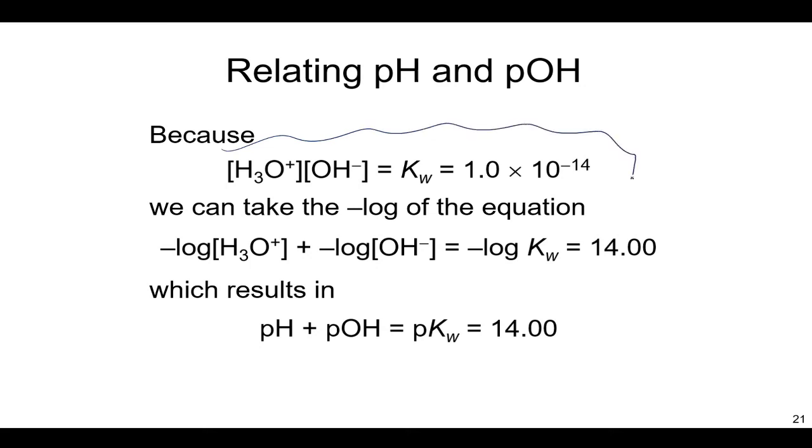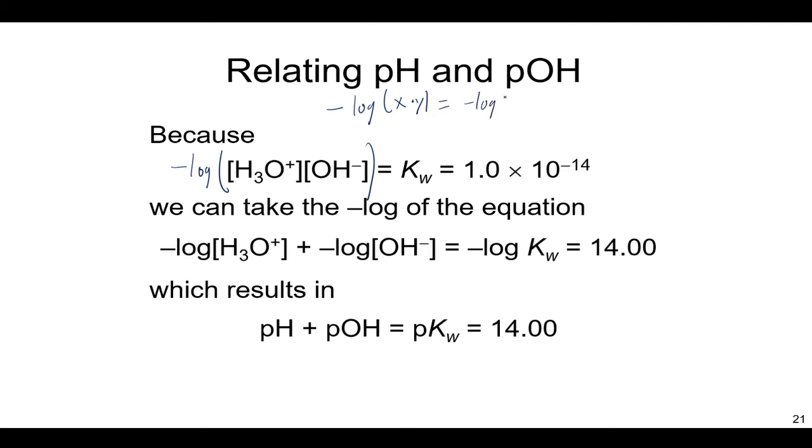from this value. And so if we take the negative log of both sides here, we have a negative log of all of this. And remember, negative log x times y is the same as negative log x plus negative log y, right? That's just a property of logs. So when we take negative log of this left side, we get this. This is pH, negative log H plus.